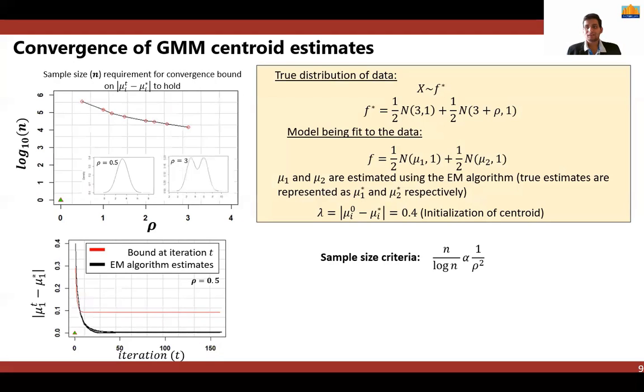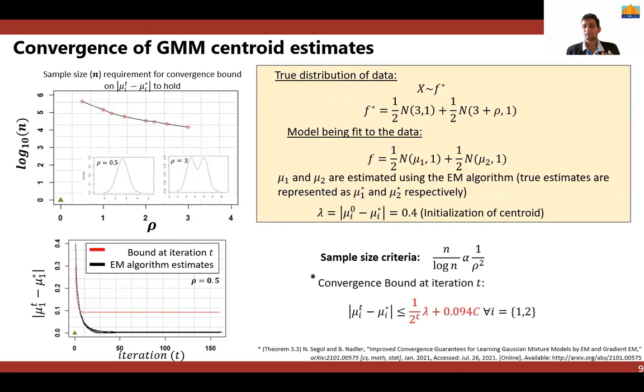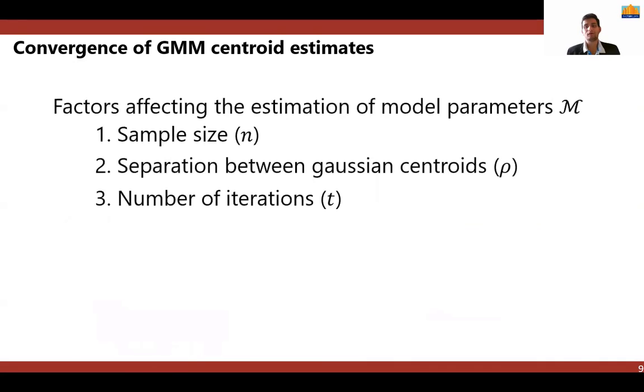The number of iterations required for this convergence is guided by the bound in red. For our numerical example, the theoretical bound is given by the right-hand side expression in red. The theorem, therefore, can guide us in choosing the number of samples required for estimation and the number of iterations to be run for given a certain separation between the Gaussian centroids.